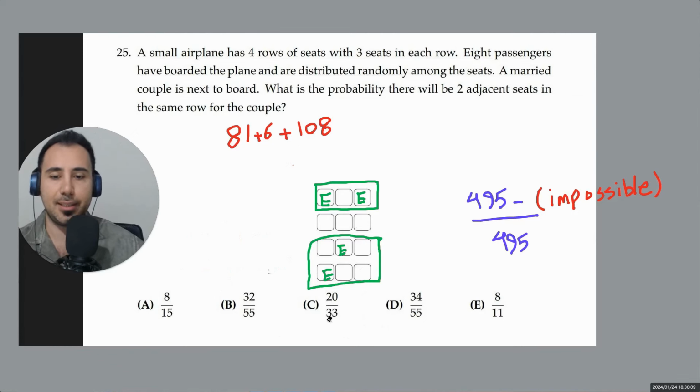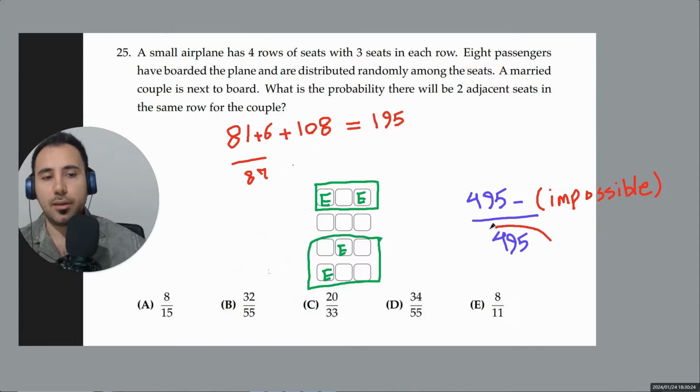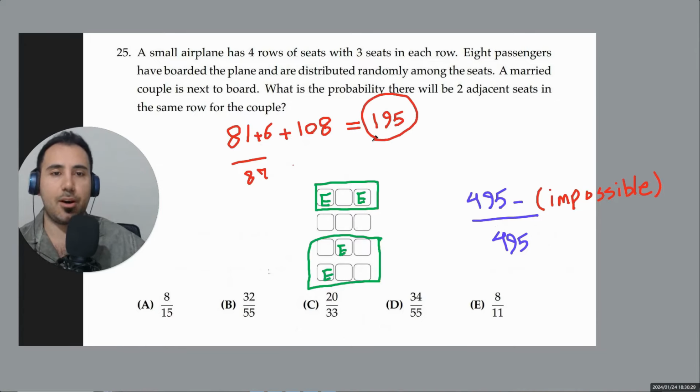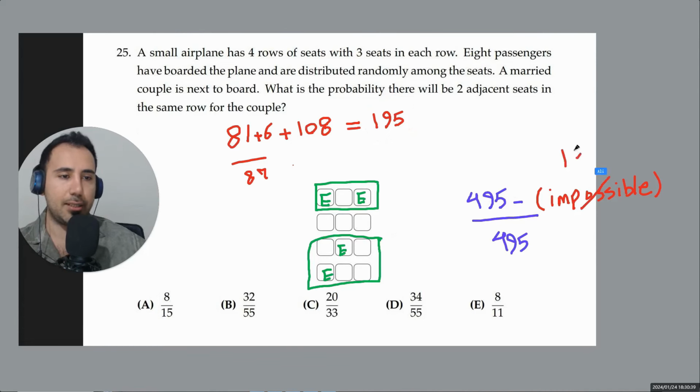Okay, let's go and find it. This will be actually, these 2 together will be 87. So together is going to be 195 seating arrangements. The total one was 495. 195 of them are impossible for the couple to sit together. So we're just going to go and subtract this. What is 495 minus 195? Okay, is going to be 300.